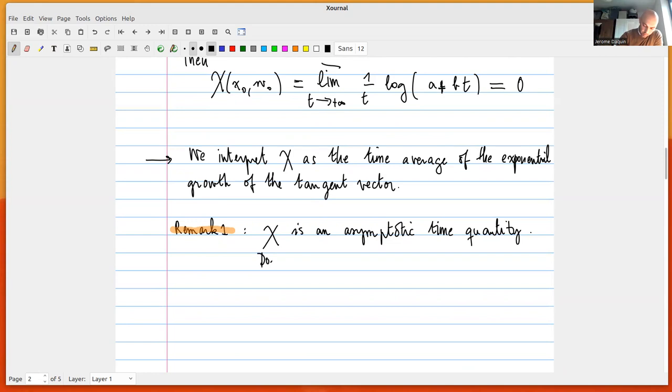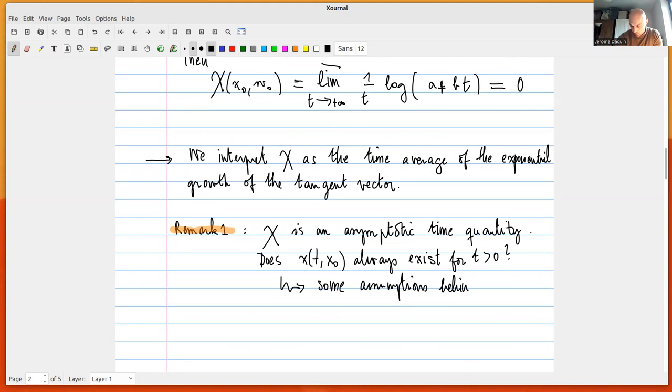So the question is, does the solution x(t, x naught) always exist for t positive? Well, we make the assumptions that allow us to do that. So of course we have some assumptions behind.